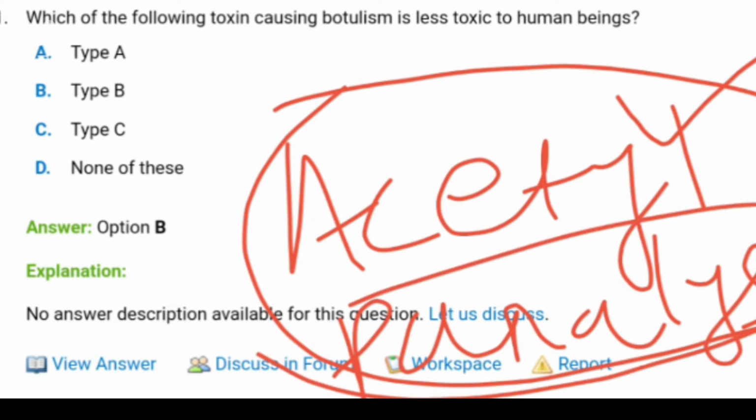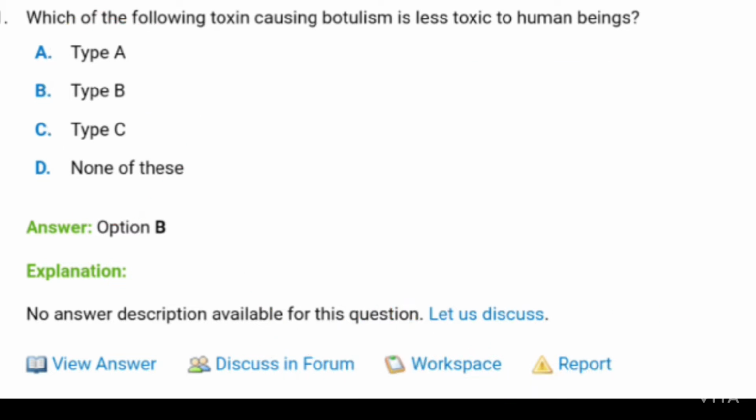But these toxins are also useful in different treatments, such as muscular dystrophy. In some diseases we can use these toxins also. Some positive uses are there, but out of the types A, B, C, type B toxin is less toxic to humans.